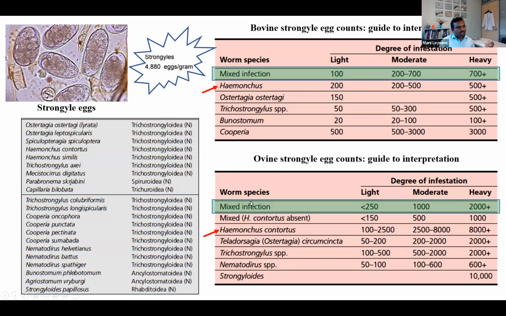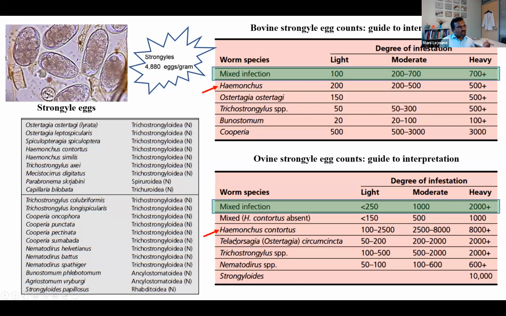In sheep, with a mixed infection, less than 250 is considered light, around 1,000 moderate, and about 2,000 heavy. But I also highlight Haemonchus here. Haemonchus is the most pathogenic worm present. If Haemonchus contortus alone is present in a sheep or goat, these are prolific egg shedders. So even around 8,000 eggs per gram in a sheep should be considered moderate, and above 8,000 is considered heavy.